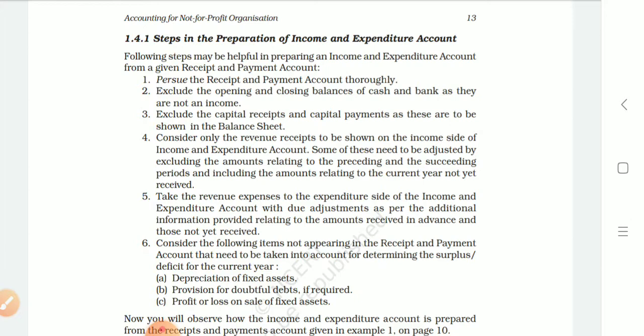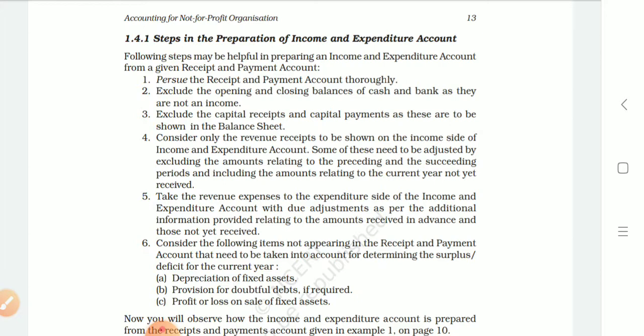And remember, the opening balance will not come anywhere. The closing balance of cash and bank is actually cash in hand and cash at bank. It is an asset. It will appear on the asset side of the balance sheet. Step number 3, exclude capital receipts and capital payments as these are to be shown in the balance sheet, the point which I stressed just now. So only revenue items have to be considered.